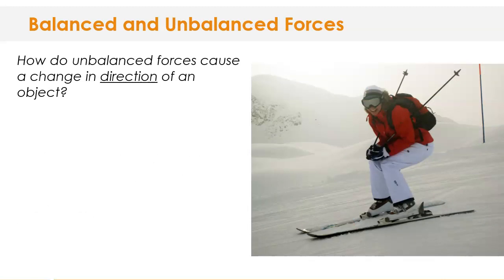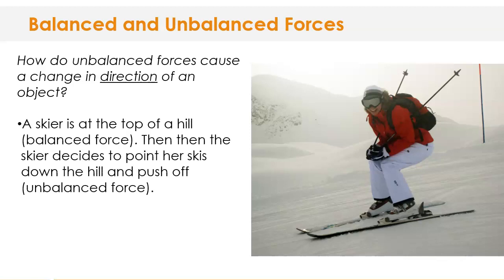So, how do unbalanced forces cause a change in the direction of an object? Well, again, we'll take a look at some skiers. So, a skier at the top of a hill, again, they're just there at rest. So that means all the forces are balanced. Well, then the skier decides to point the skis down the hill and push off. Now there are unbalanced forces at work on the skier. Again, lots and lots of various forces, but at least some of those forces do not have another force to balance them out.